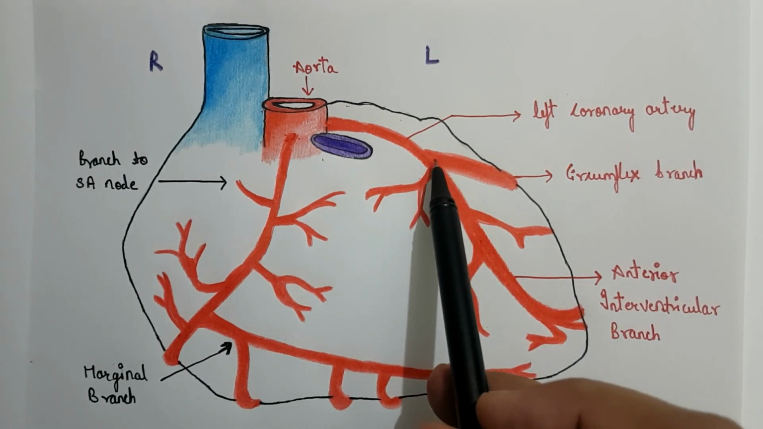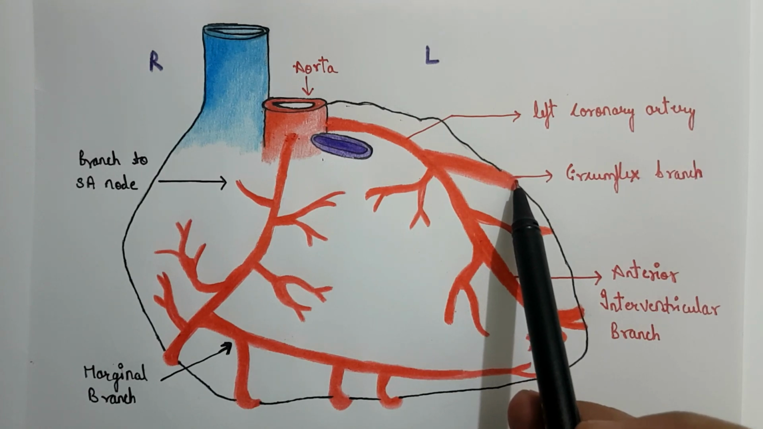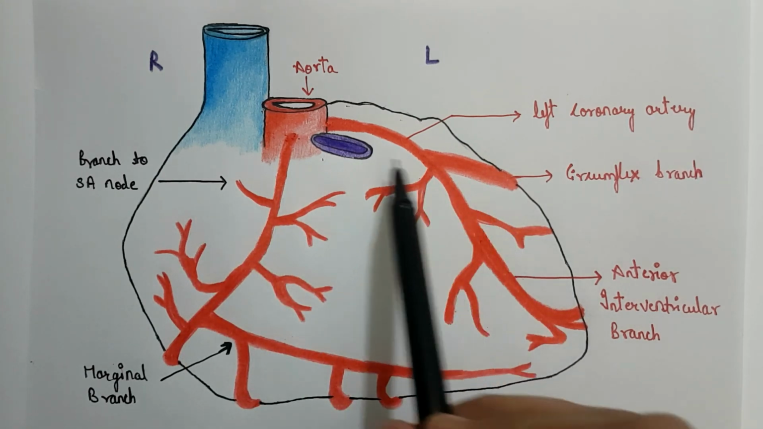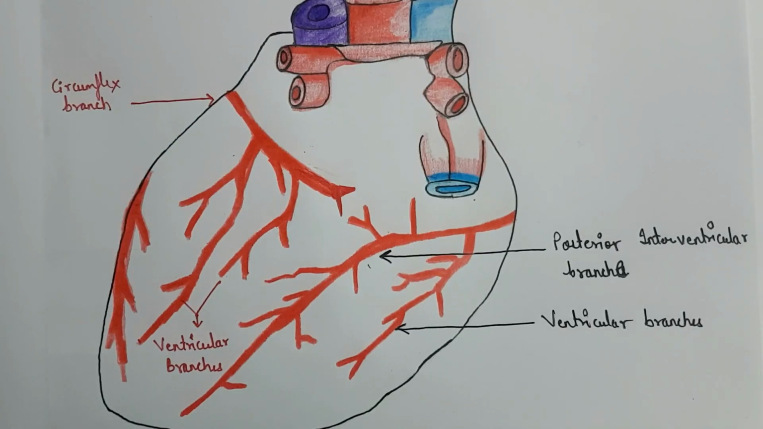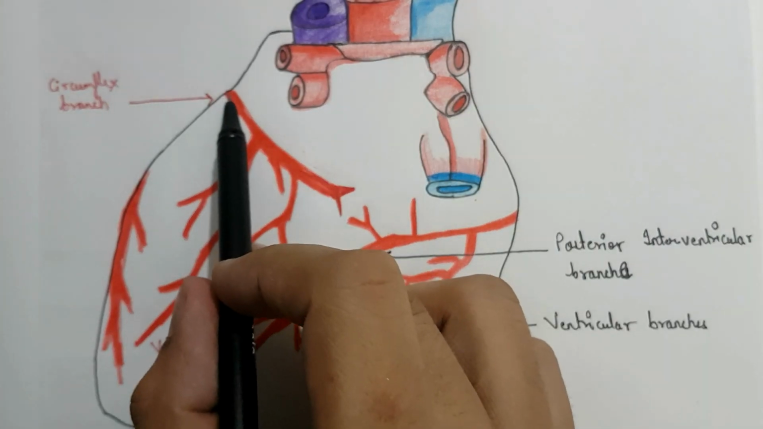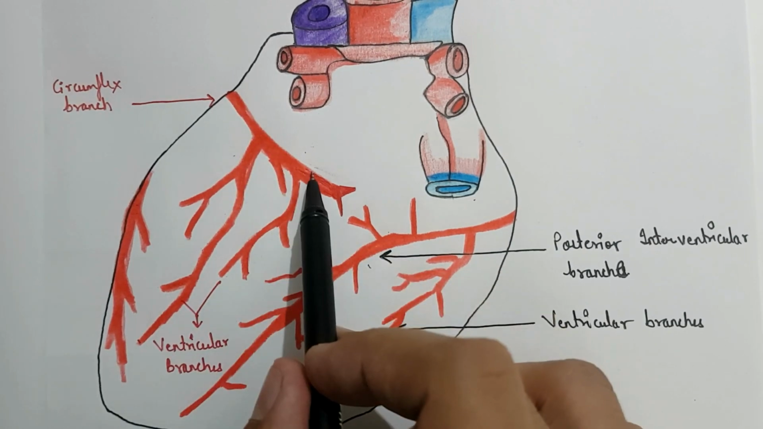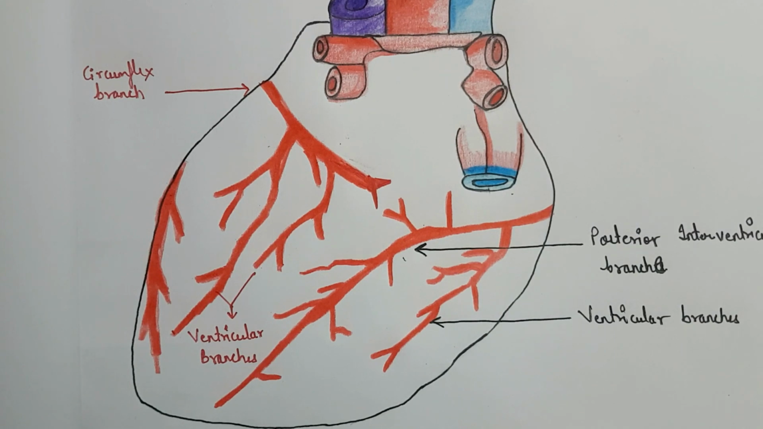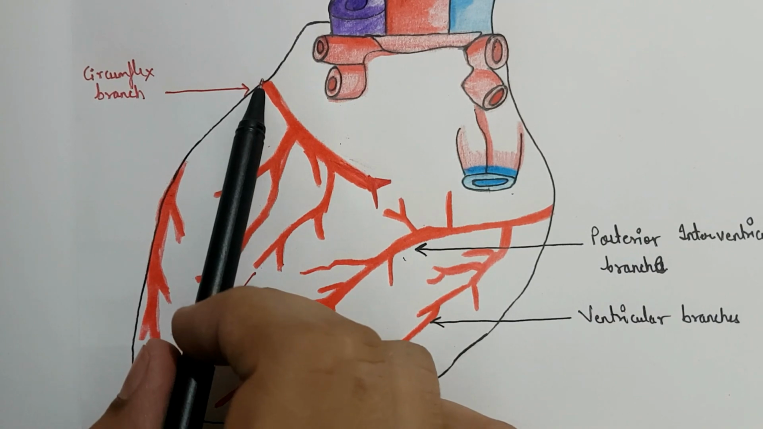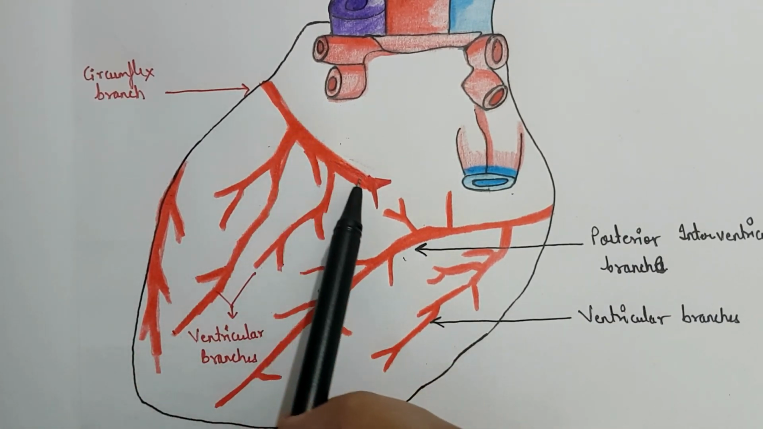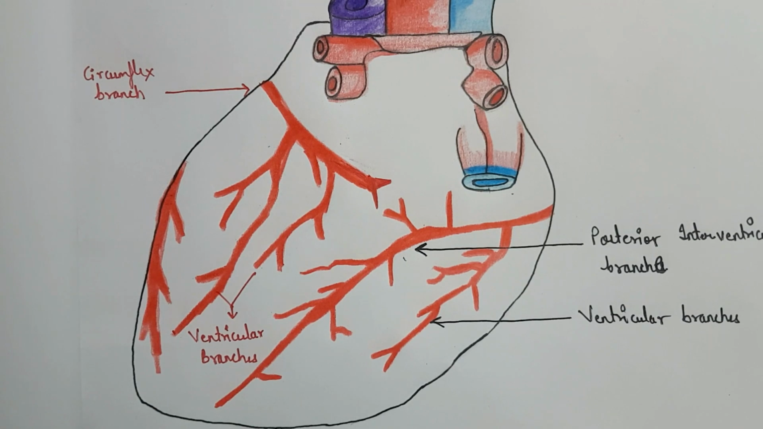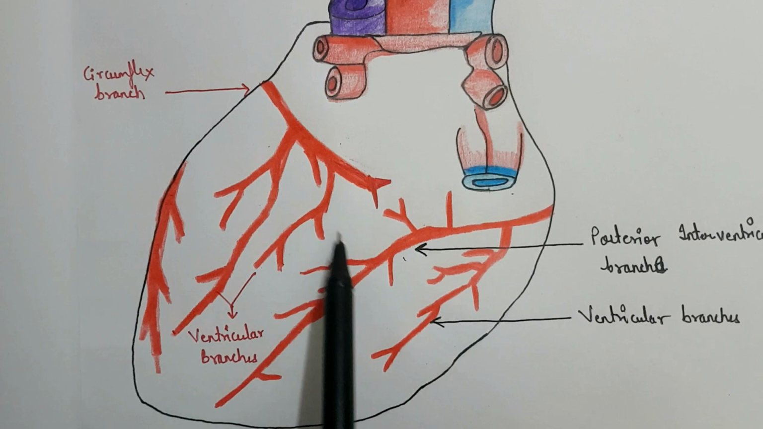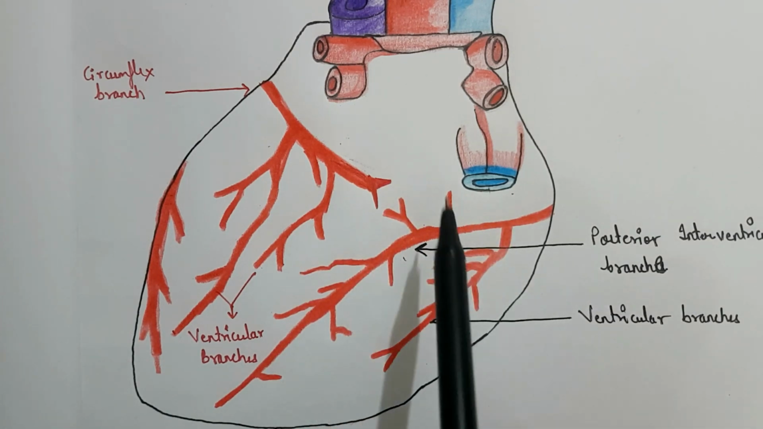Here, you could easily see that the circumflex branch of the left coronary artery leaves the sternocostal surface and then enters the posterior surface of the heart, or the diaphragmatic surface, right here. Here, the circumflex branch lies in the left posterior coronary sulcus. After giving the ventricular branch, it terminates by anastomosing with the right coronary artery, right here.